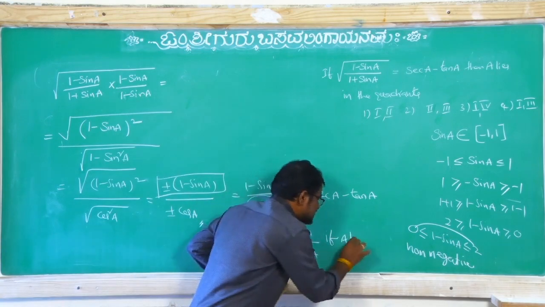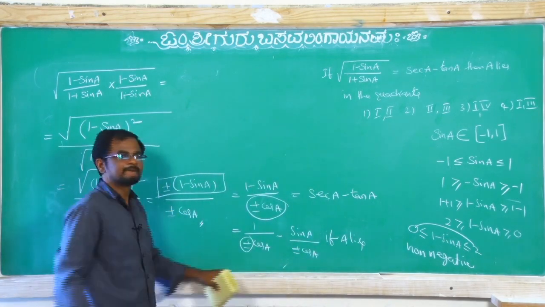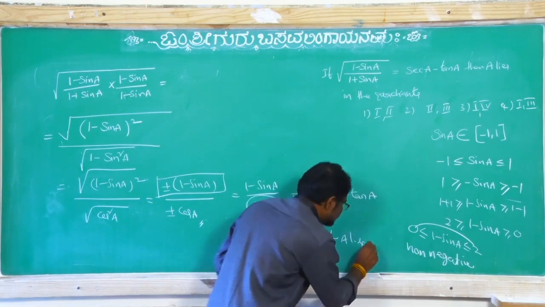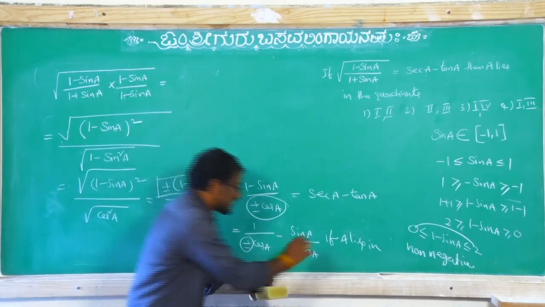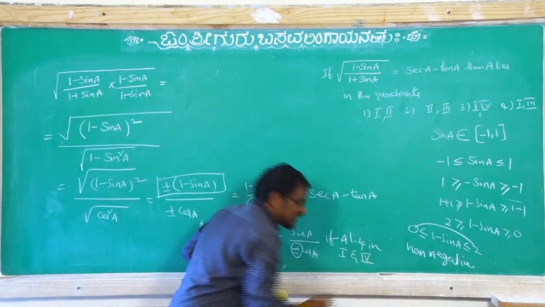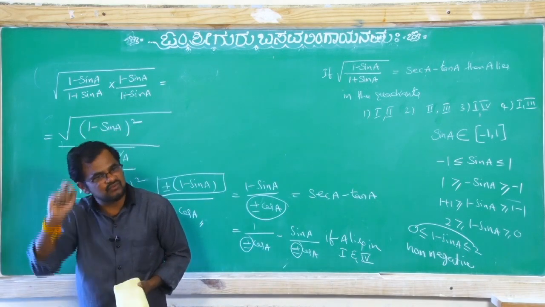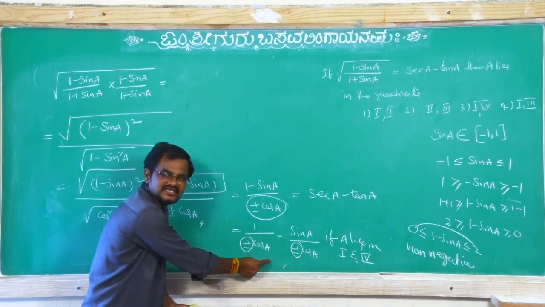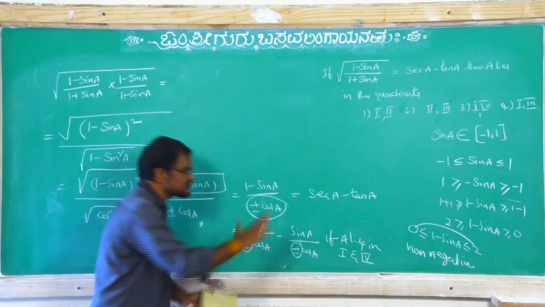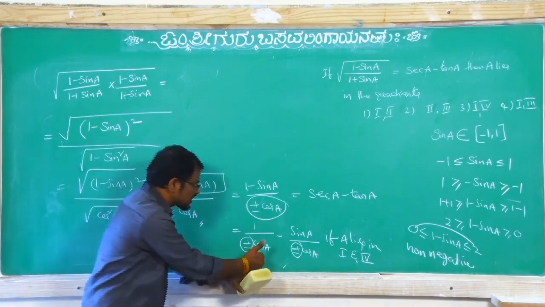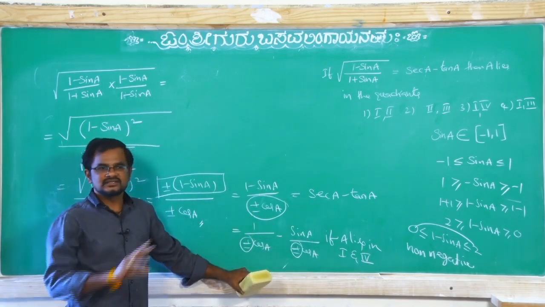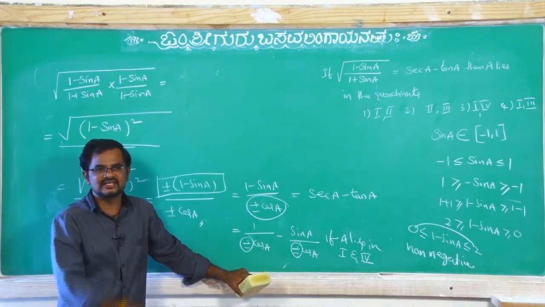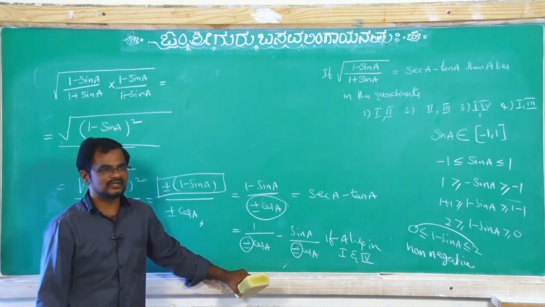Now when will you get this? When this is positive and this is also positive, A lies in which quadrant? Right, first and fourth quadrant. If A lies in the first and fourth quadrant, cos A is positive. So that's why this becomes plus. So 1 by cos, sin by cos, secant A minus tan A. Understood or not? So like this. Shall I explain once again? No need, no? Okay, one more problem I will give you. Try, you will get the clarity.